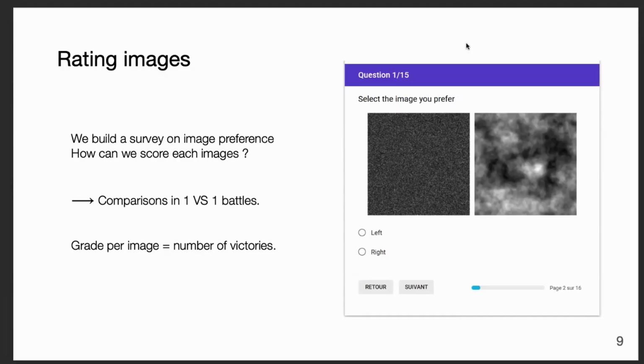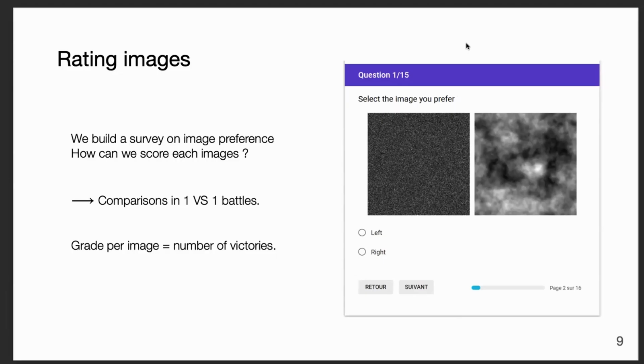So we asked people, can you select between two images, the one that you prefer? We did this on all images. So you have 6 images, so a total of 15 battles. And what we did is that we gave a grade per image simply on the number of victories it obtained. Very simple.